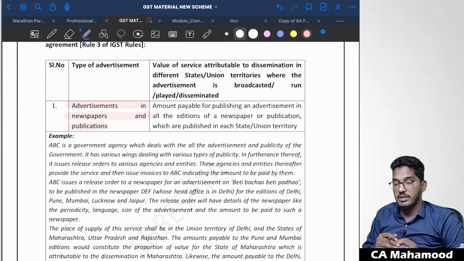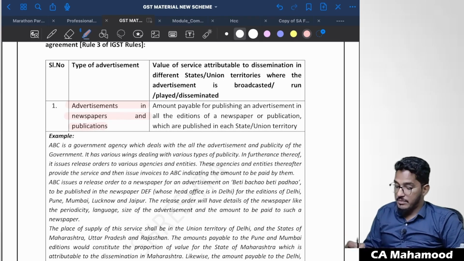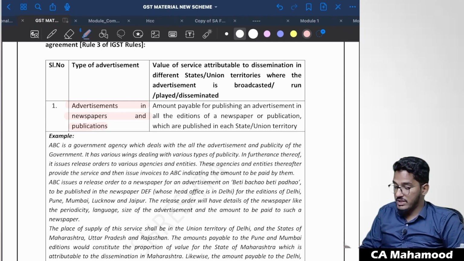For example, if someone is providing services to the government for doing advertisement. So for example, government is coming up with some new scheme. Government has recently introduced some new scheme.